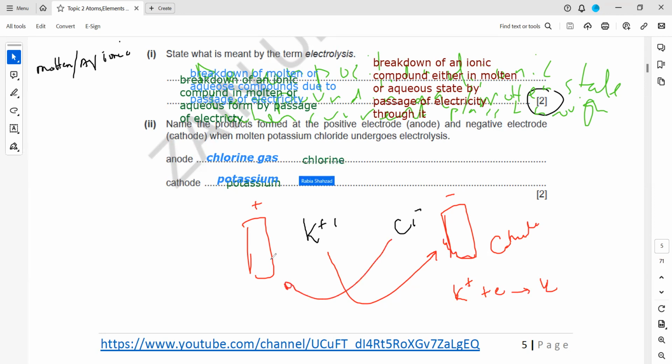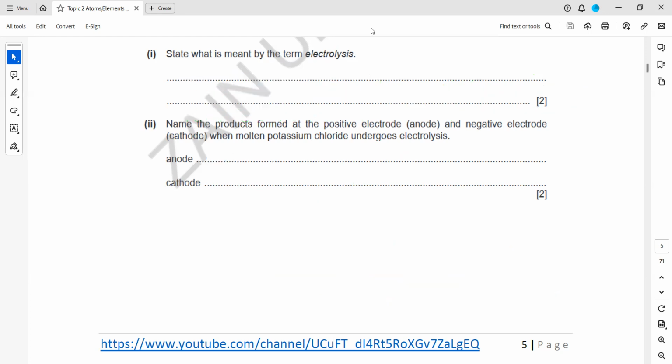And chloride will move towards the anode. When a chloride ion moves, it will form a chlorine atom and an electron. But when 2 chloride ions are there, they will produce chlorine gas and lose 2 electrons. So this is oxidation, a loss of electrons. And this one is reduction, which is a gain of electrons. So potassium and chlorine are the elements. You just have to name the element, not the equation.